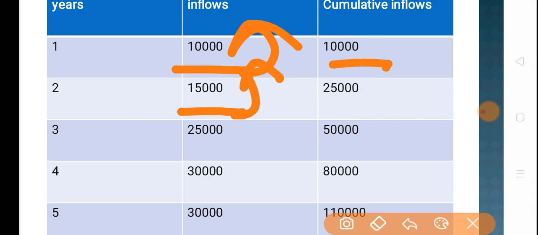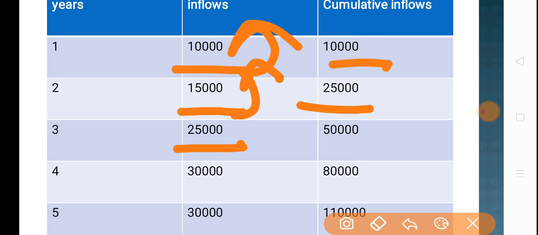That means 15,000 plus 10,000, that is 25,000. Okay, like that we want to find out the cumulative inflows. Then in the next year, the third year, they have 25,000 inflows. So we are adding the previous year's inflows with the current year for calculating cumulative inflows.